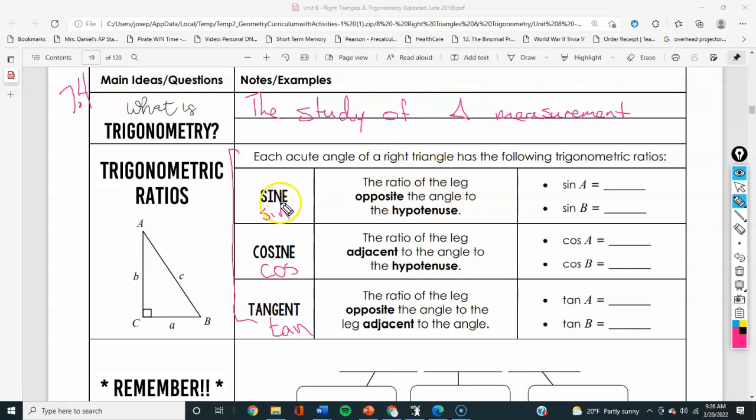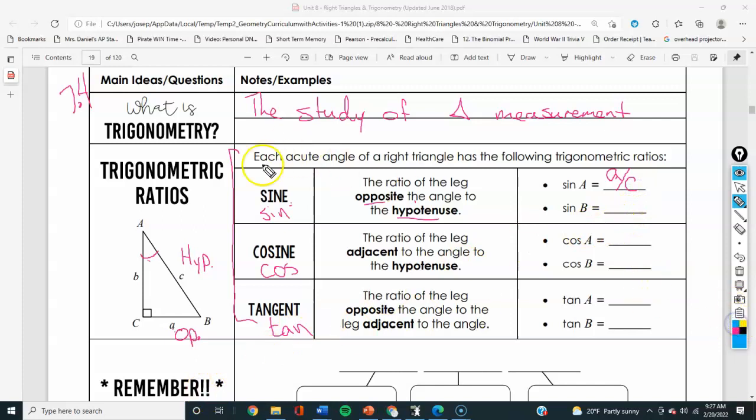So the ratio of sine, if you're doing sine of an angle, like let's say sine of A, it's the opposite leg to the hypotenuse. Now, the opposite leg is the side of the triangle that the angle's not touching. And the hypotenuse is always the longest side. So sine of A is my little a, my opposite, over my little c, my hypotenuse.